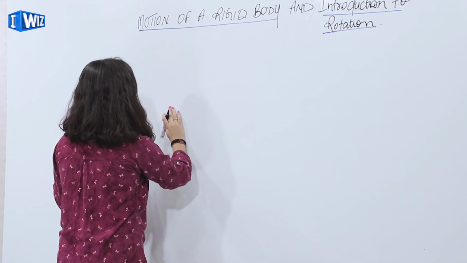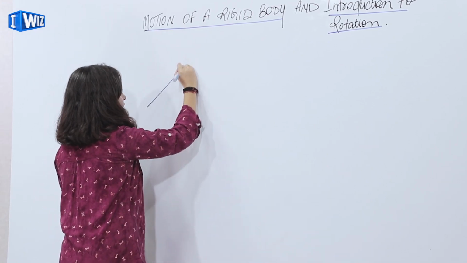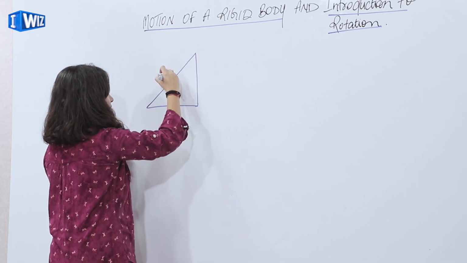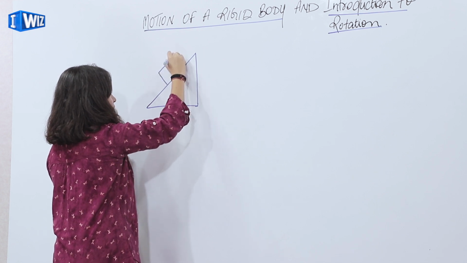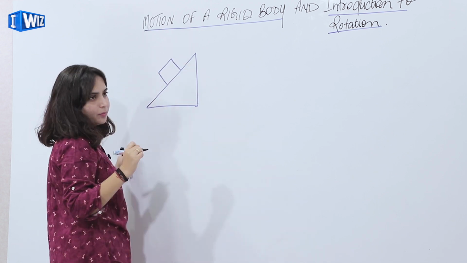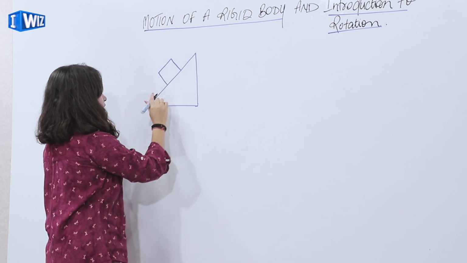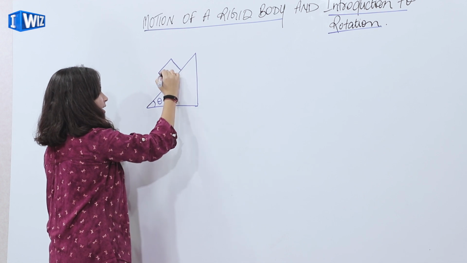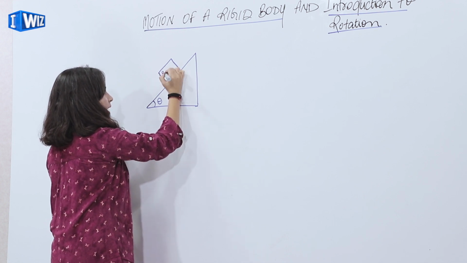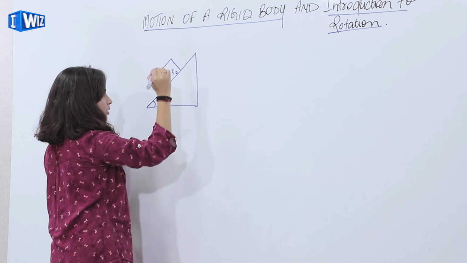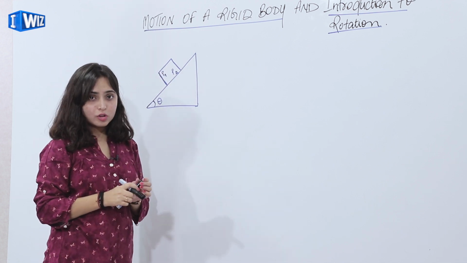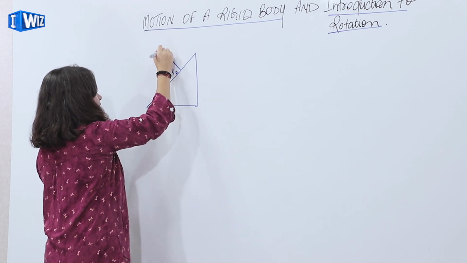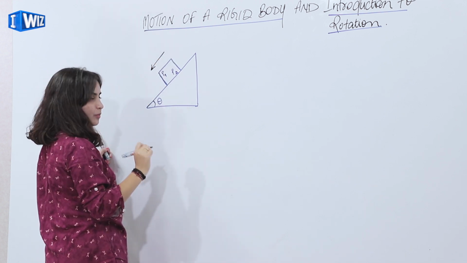So we'll consider a plane, an inclined plane, and a rigid body which is moving on an inclined plane, making angle theta. In this rigid body, I'll consider two particles, particle P1 and P2. Now what is the motion of this rigid body over this inclined plane? This will move in this direction.